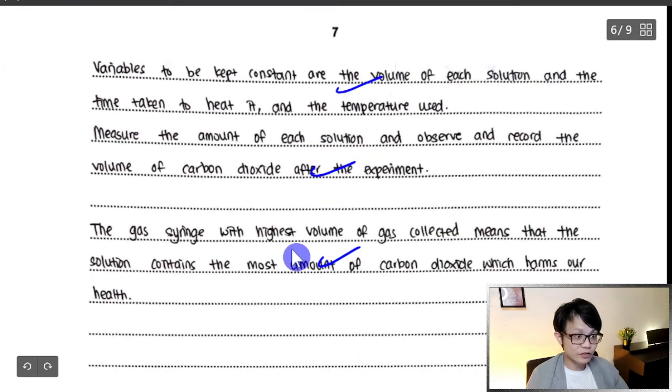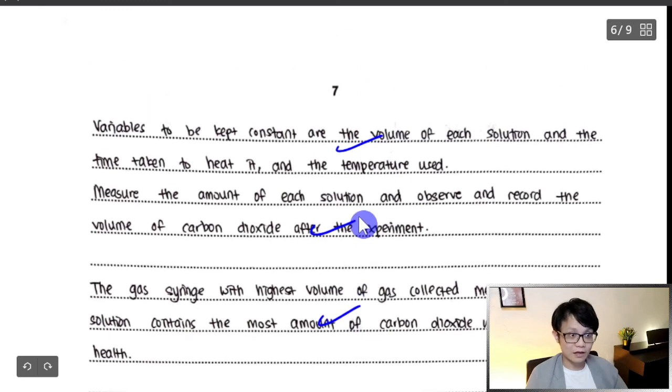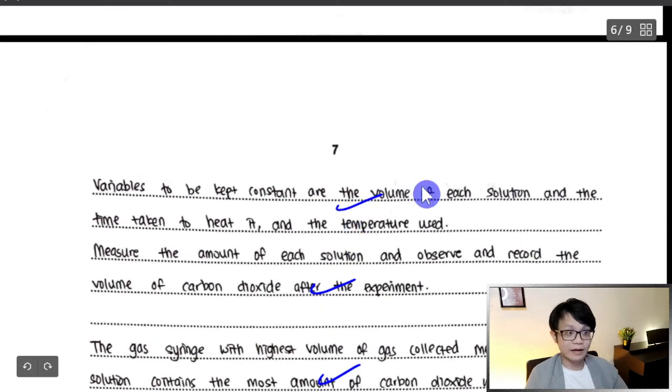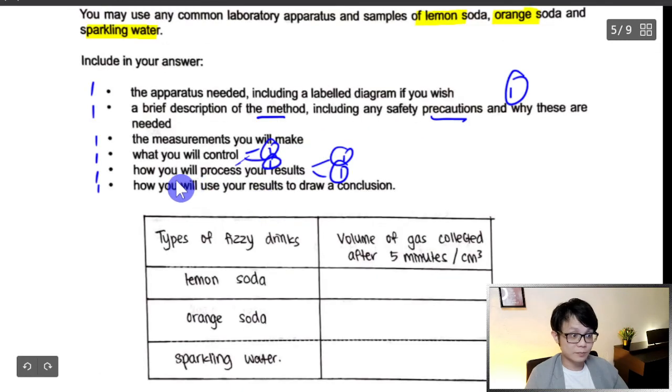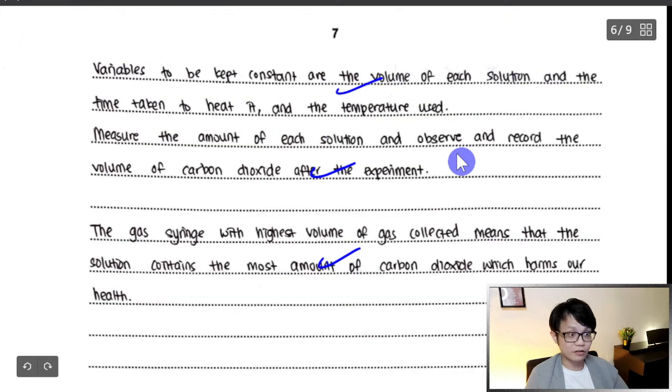The gas stream with the highest volume is collected. So here it also mentions the highest gas collected, which means that the solution has more. Okay, let's see the marking scheme. So this one I give you 1 mark, and then let's go to the next point, how you will process your result. The student says if you want to process it, you need to measure and record the carbon dioxide of each experiment. Okay, you get 1 mark.